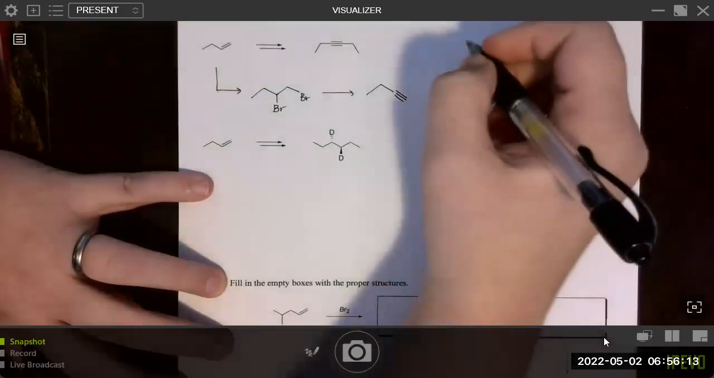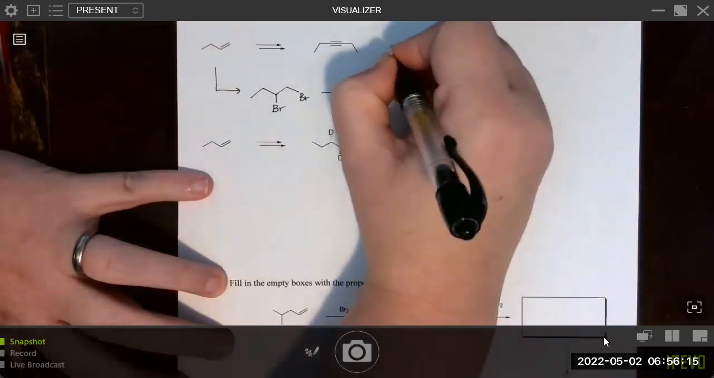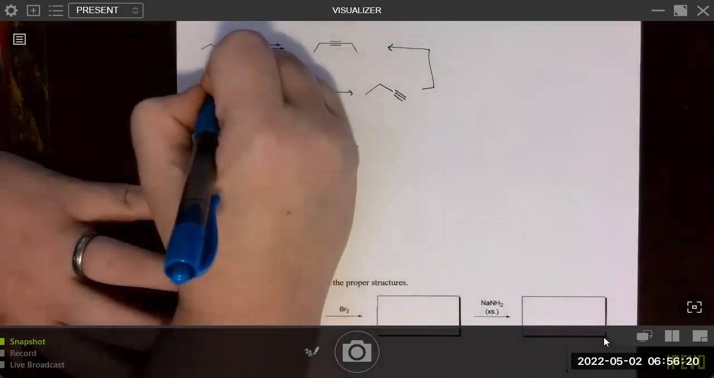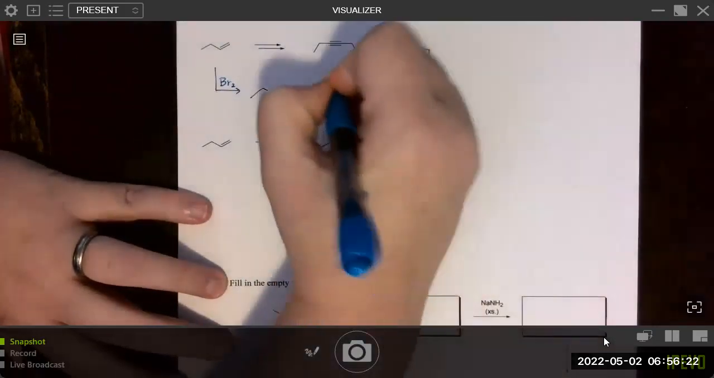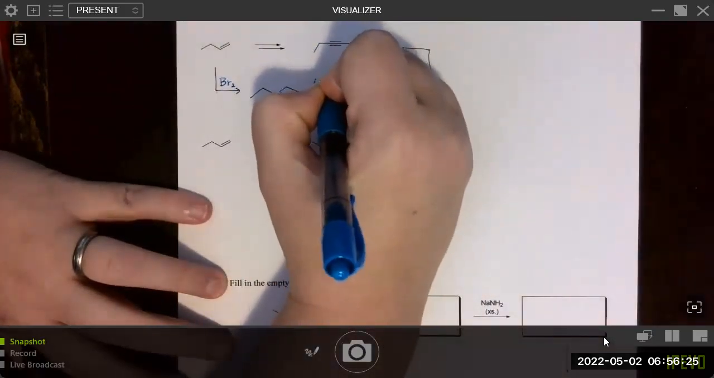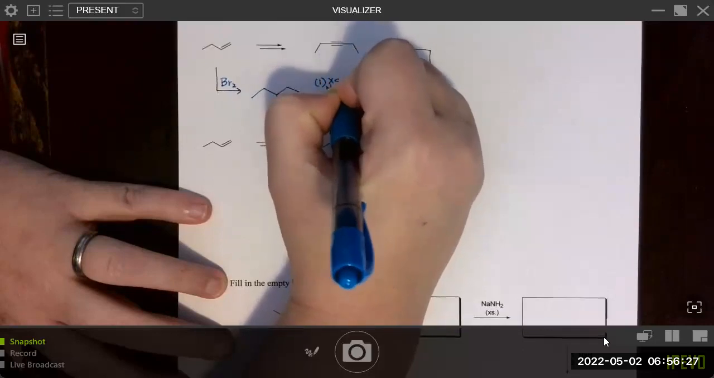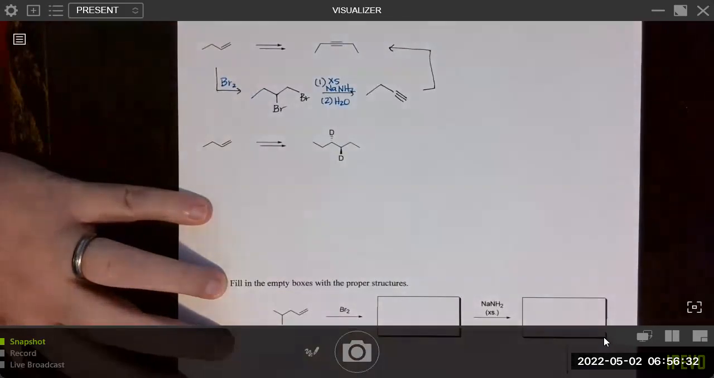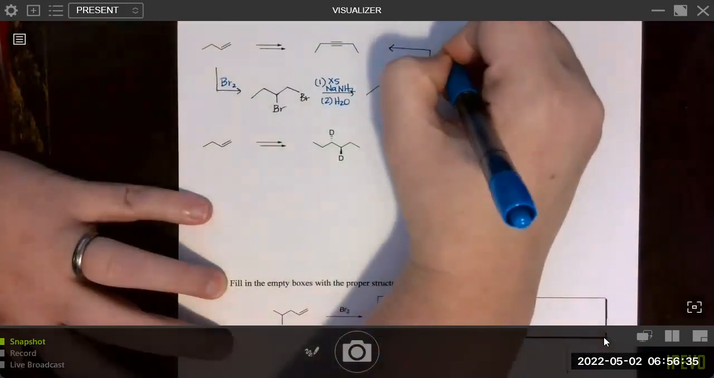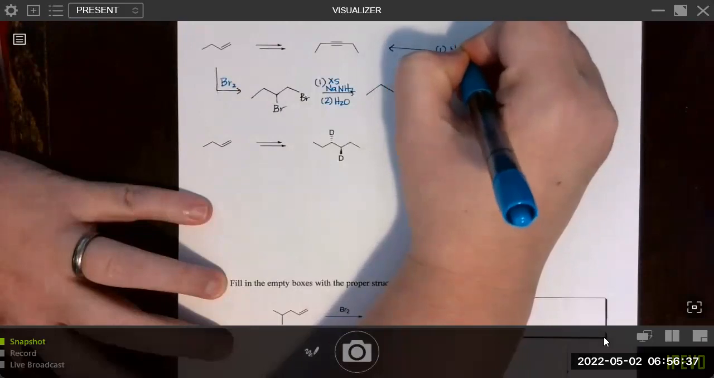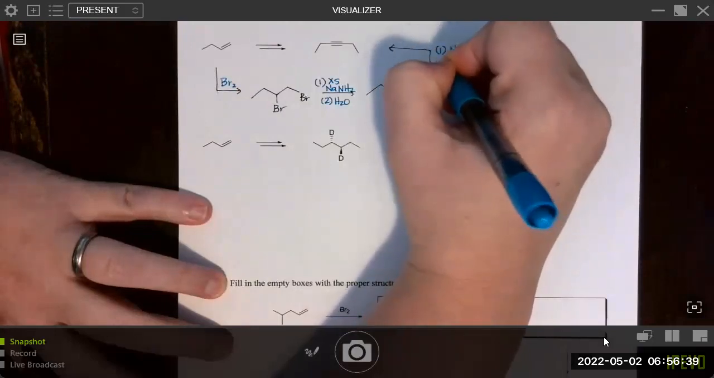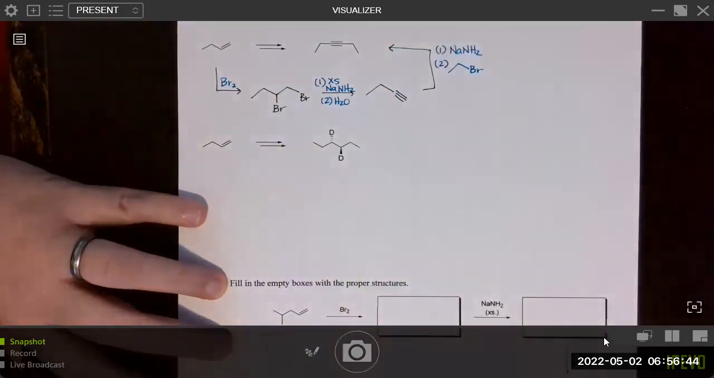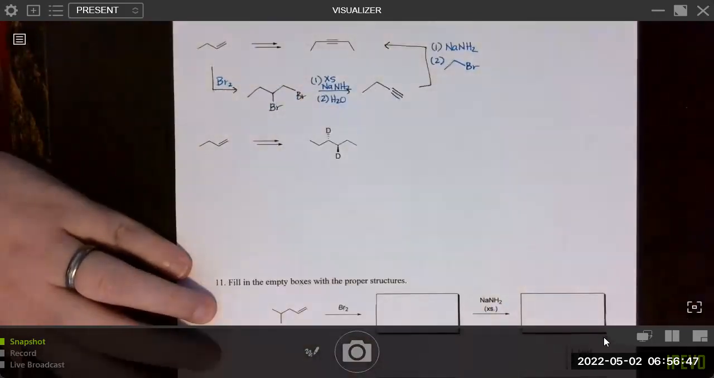And then we want to alkylate. Get 2 more carbons on there. So Br2 followed by excess NH2-, and an aqueous workup, followed by alkylation, which is just one equivalent, strong base, followed by, in this case, ethyl iodide or bromide to get the additional 2 carbons on there.